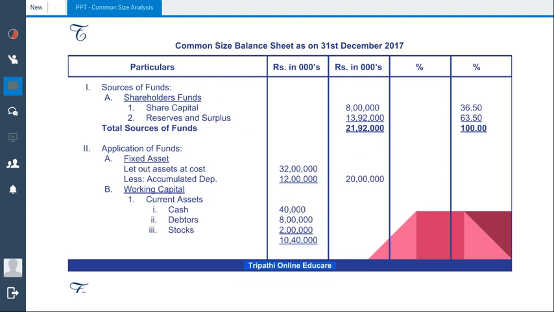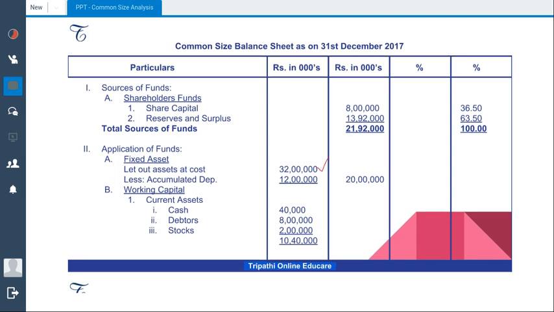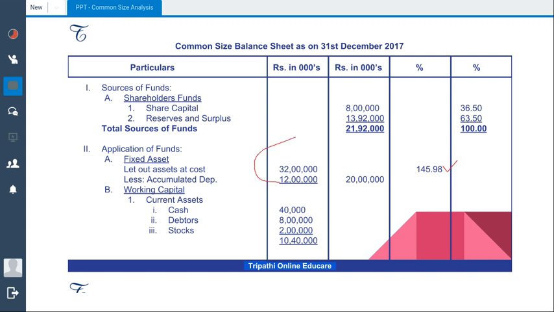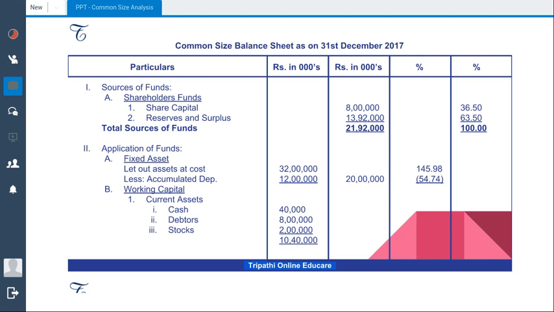So let us start. If you talk about 32 lakhs, we will calculate 32 lakhs into 100 divided by the base, which is 21 lakh 92,000. You can compare here: 32 lakh into 100 divided by 21 lakh 92,000. You will get 145.98%. Right? In the same way, let us calculate the percentage of accumulated depreciation. 12 lakh into 100 divided by 21 lakh 92,000. You will get 54.74%.